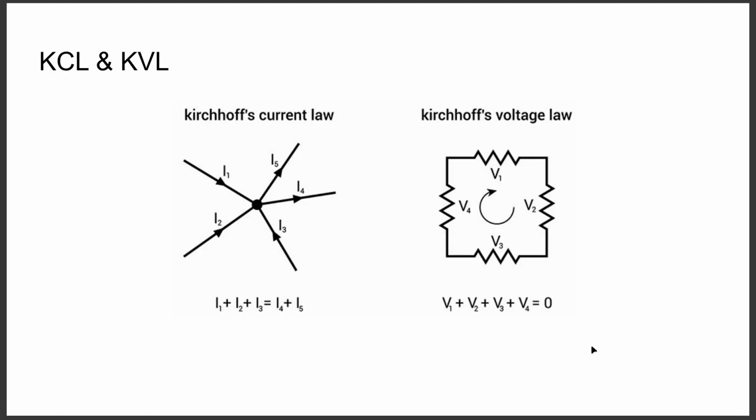And this is just a figure that illustrates KCL and KVL. So you can see a node here. So the currents coming in, I1, I2, I3, is equal to the currents going out, I5 and I4. Similarly, Kirchhoff's voltage law, with all these voltages going in a loop, we have the sum of the voltages equal to 0.